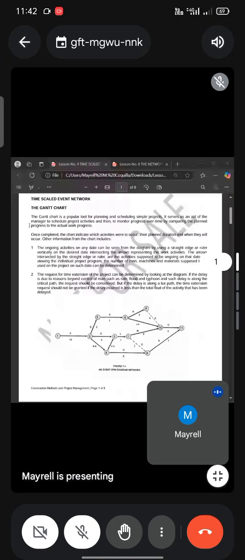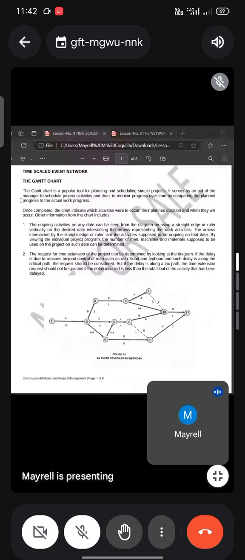Completed, the chart indicates which activities were to occur, their planned duration, and when they will occur. Other information from the chart includes the ongoing activities on any date, which can be seen from the diagram by using a straight edge or ruler vertically on the desired date, intersecting the arrows representing the work activities. The arrows intersected by the straight edge or ruler are the activities supposed to be ongoing on that day.